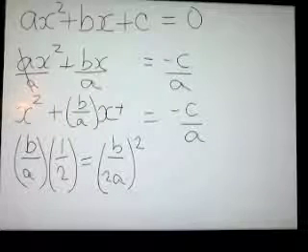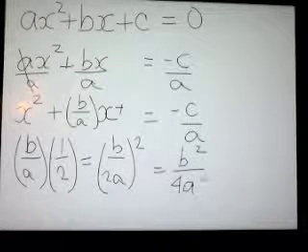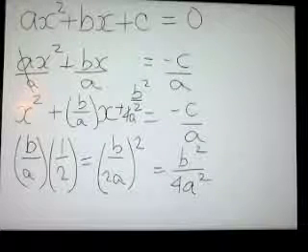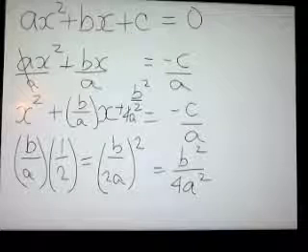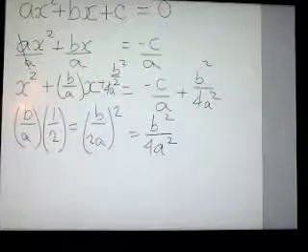And we get b squared over 4a squared. When you square a fraction, you square the top and the bottom. So it's going to be b squared over 4a squared. Sorry, that's a little scrunched together. And remember, what you add to one side, you've got to add to the other. So b squared over 4a squared.